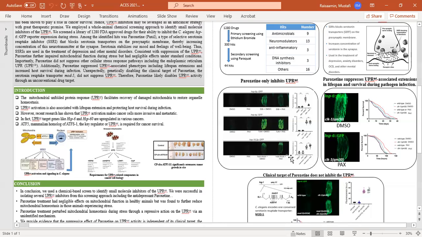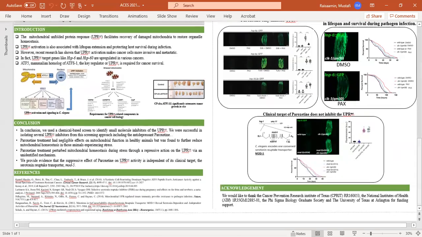When we looked into the lifespan and the survival assay, we saw that the CLK-1 worms on the control had a significantly longer lifespan than the CLK-1 worms on paroxetine. Similarly, when we infected the worms with Pseudomonas aeruginosa, a pathogen, we saw that CLK-1 worms on DMSO had a higher rate of survival than the CLK-1 worms on paroxetine. All of which suggests that paroxetine suppressed the mito-UPR-associated extension in lifespan and survival during pathogen infection.